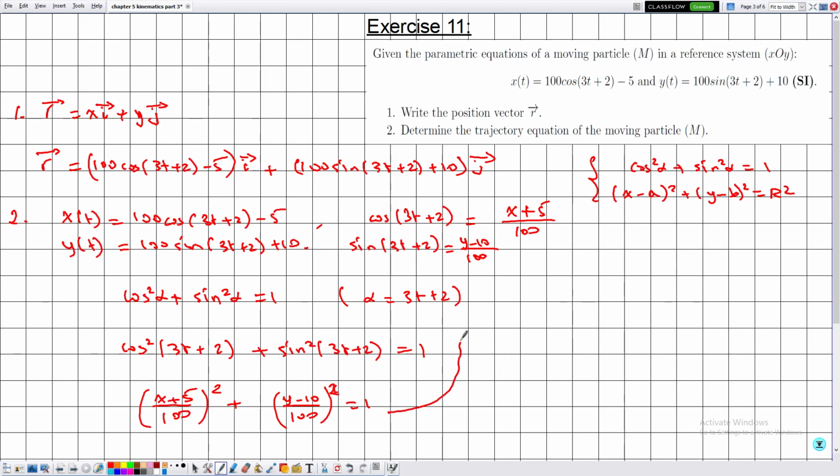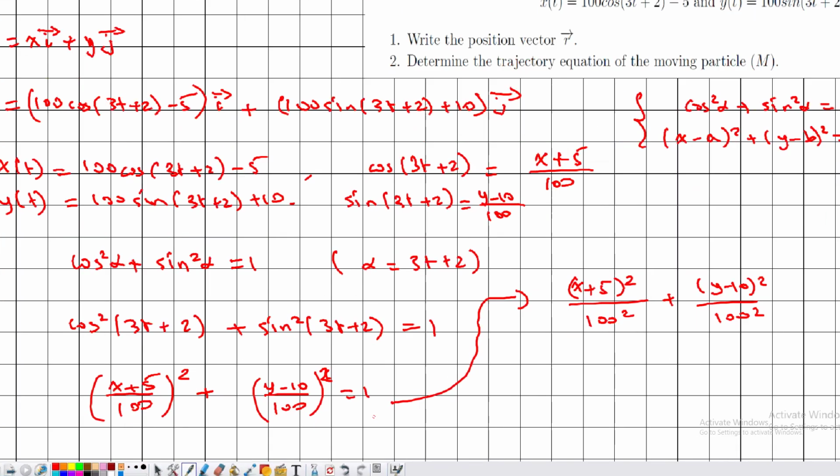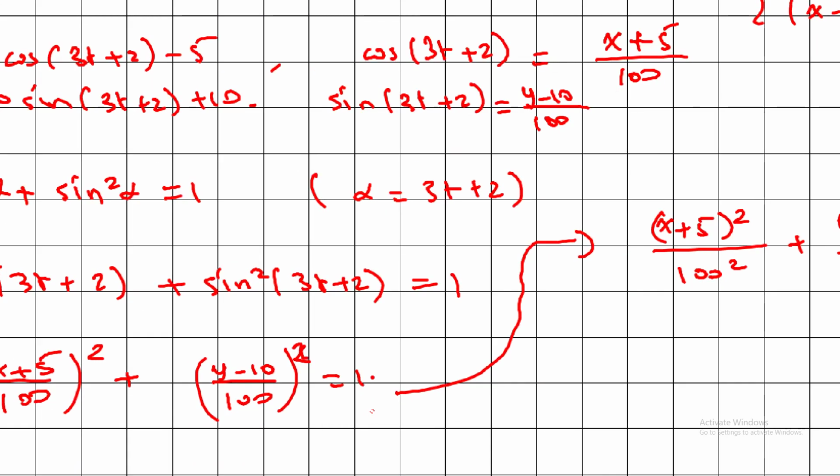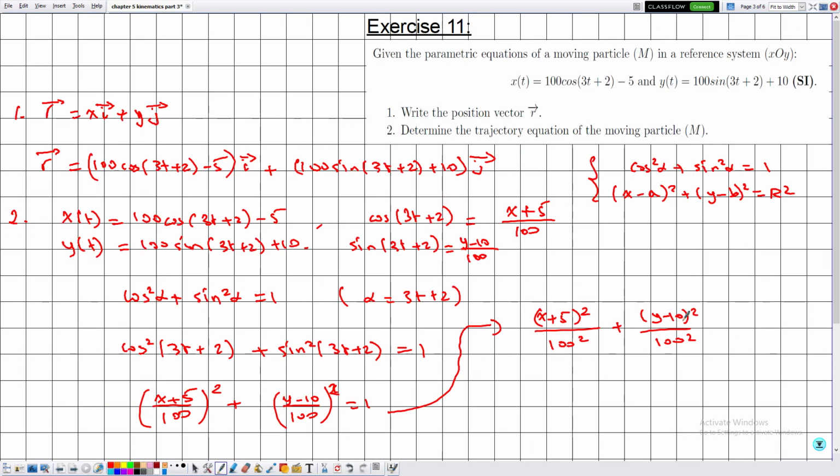Now if I complete this expression here, it's given by (x plus 5) to the power 2 divided by 100 to the power 2, plus (y minus 10) to the power 2 divided by 100 to the power 2. Now 1 can be written as the fraction a divided by a, in which a is any number different than 0. Let's choose a to be 100 to the power 2.